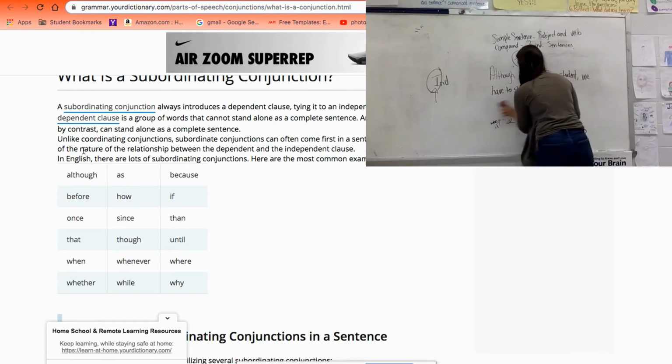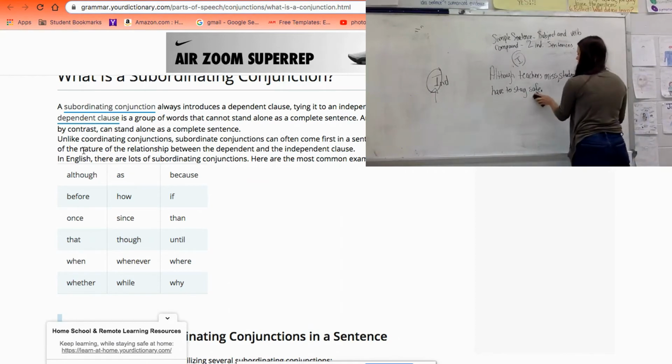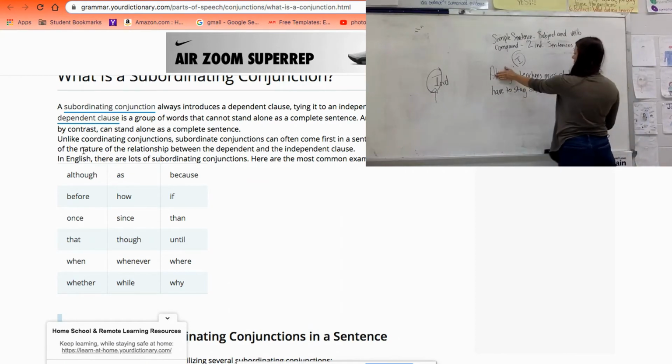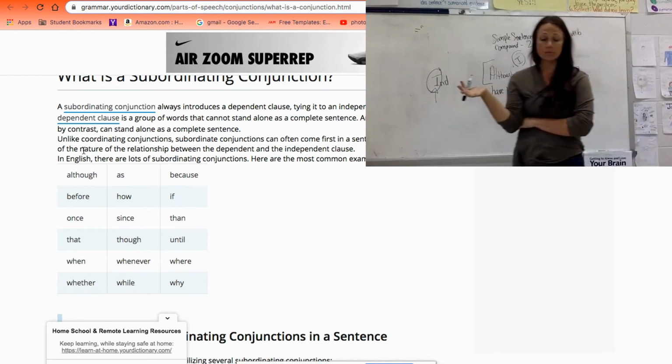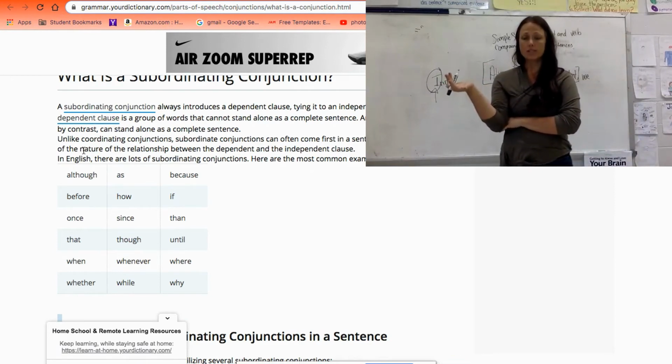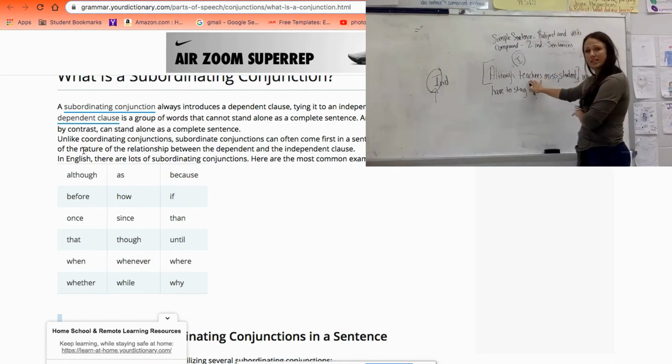Now look at these sentences. How do I know? If I look at this, I ask myself the question: who or what did it, and what did they do? Who or what did it? Teachers. What did they do? Miss. And to find the direct object, what did they miss?